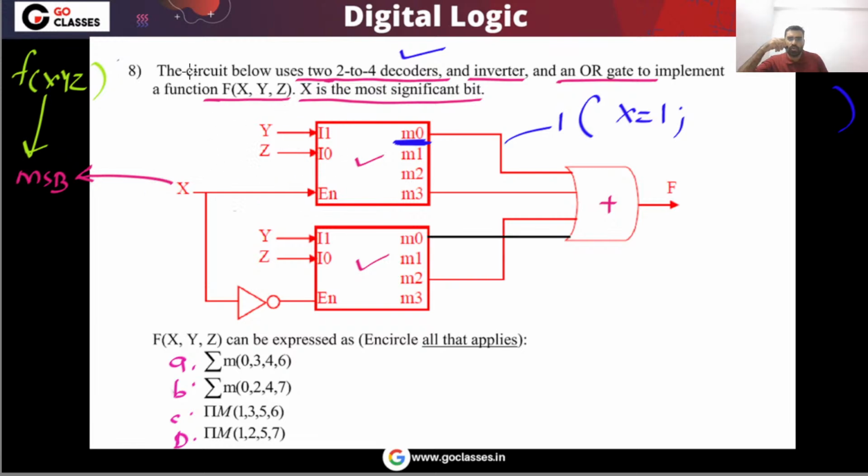And Y comma Z are 0, 0. Y comma Z, these are 0, 0. So this is the idea.